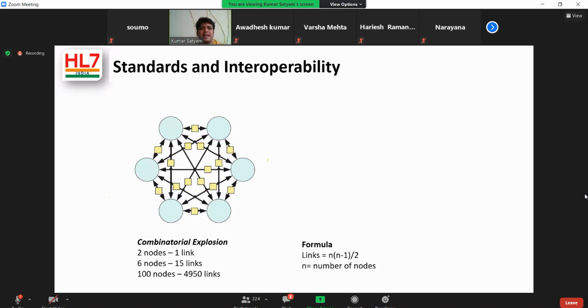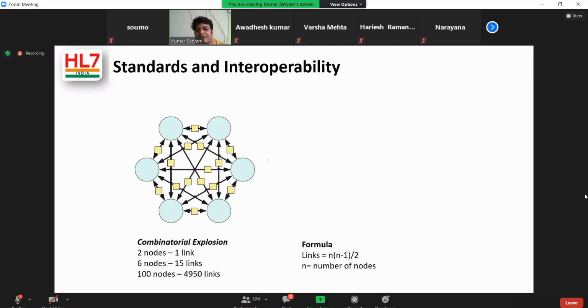So if you see this slide, this is called a combinatorial explosion. This is also the multiplier effect. When you start and you have to connect two systems, you just need to link two systems, so you just have to code for their input and output. Suppose you have to link 6 nodes, now you have to make 15 point-to-point connections, right?